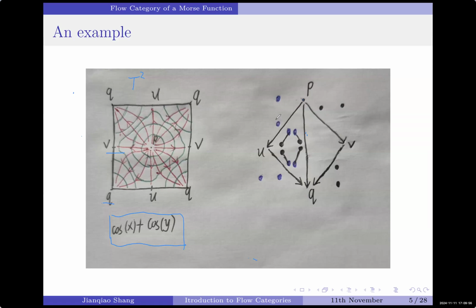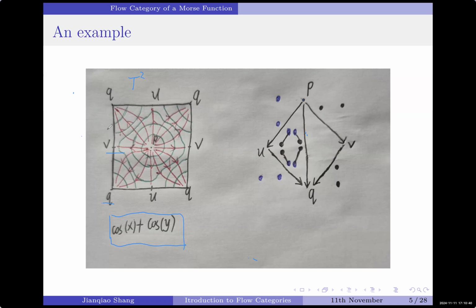And I use the blue color to present them. And the trajectories from P to V are also 2 points. Yeah, the same for trajectories from U to Q and V to Q. But the trajectories from P to Q have 4 connected components. Yeah. And the compactification of each connected component is a segment.